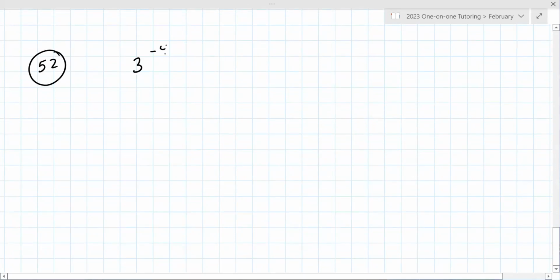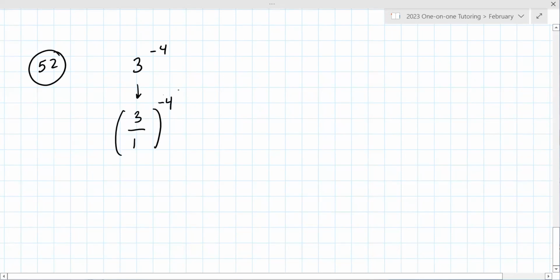3 to the minus 4 power. Okay, so I'm going to show you something here. Hopefully you like it. 3 is really 3 divided by 1. Do you agree with that? Yes. Okay, so 3 divided by 1 is still 3 to the negative 4 power.